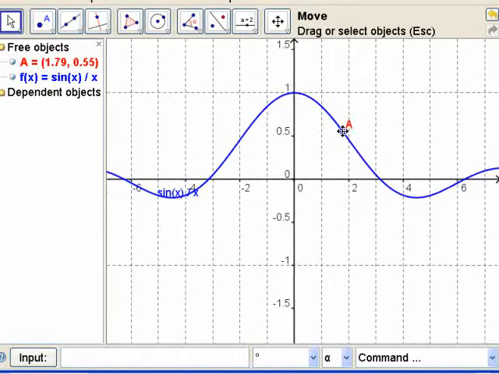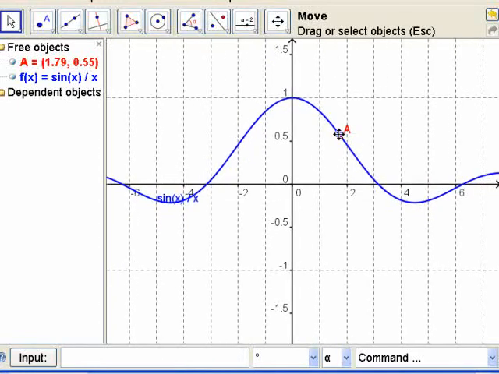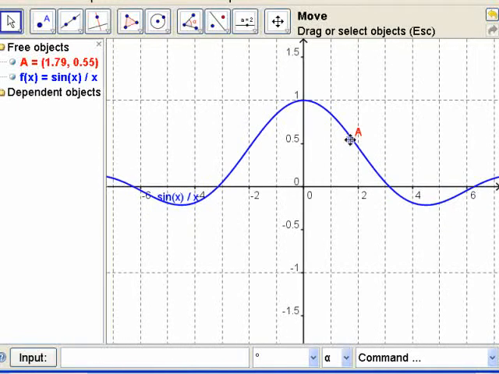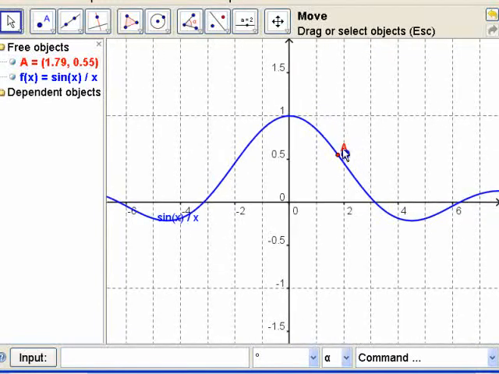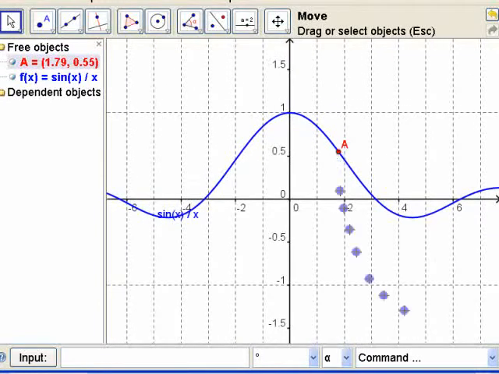But as you move this point, whoops, I gotta grab a hold of that point. How come I can't do that? No idea. That's very interesting. Perhaps we'll pause to take care of these technical difficulties.